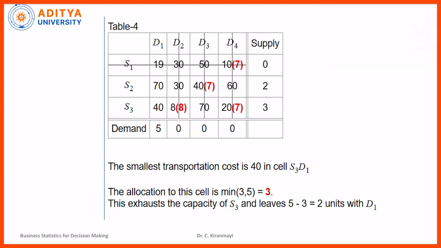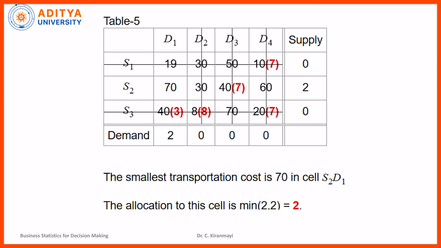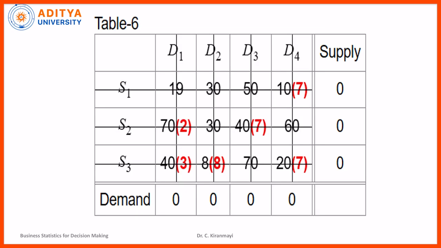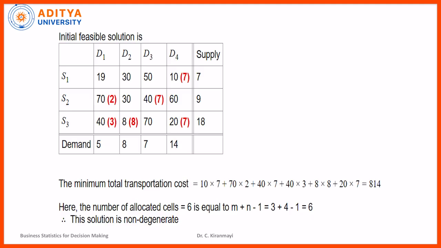Among all the others, how many elements are left over? 70 and 40. 40 is lesser. So, 5, 3. 3 is lesser, allocate 3. 5 minus 3 is going to be 2. So, this is how we can make allocation. Next, 70 is the only cell which is left over. 2 is the demand, 2 is the supply, allocate to here. And now the total demand and total supply, all the units were allocated. Now, let us look at the optimum solution.